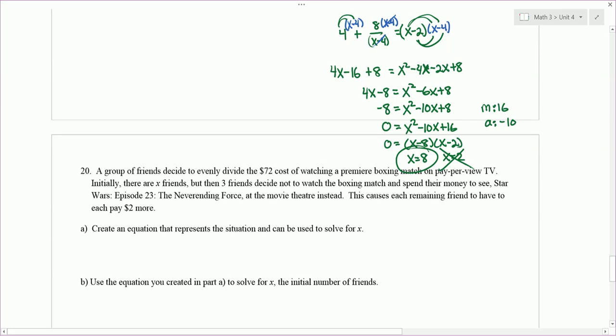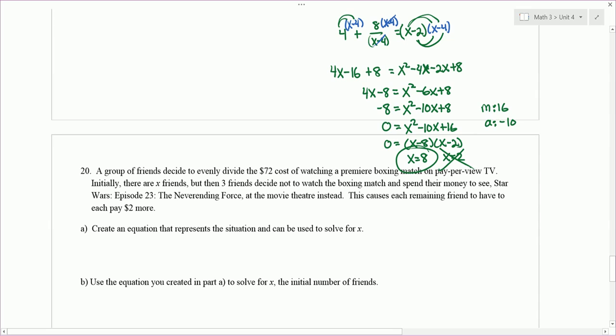Number 20, we have a word problem here. We have a group of friends that decide to evenly divide $72, the cost of watching a premier boxing match on pay-per-view TV. Initially, there are x friends, but then 3 friends decide not to watch the boxing match and spend their money to see Star Wars Episode 23, The Never-Ending Force, at the movie theater instead. This causes each remaining friend to have to pay $2 more. So create an equation that represents the situation and can be used to solve for x.